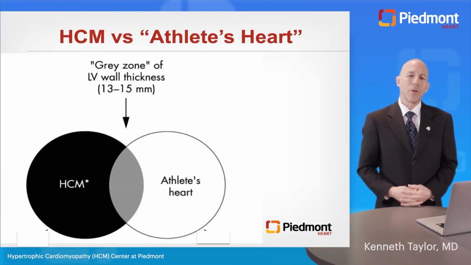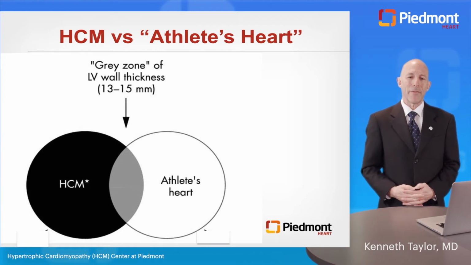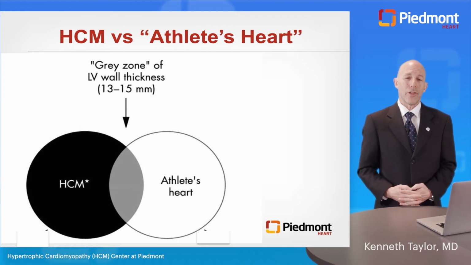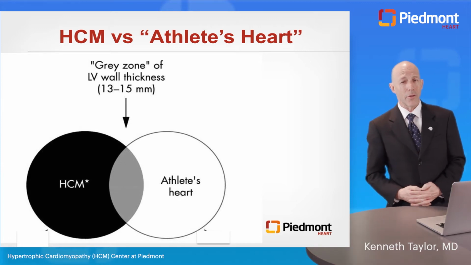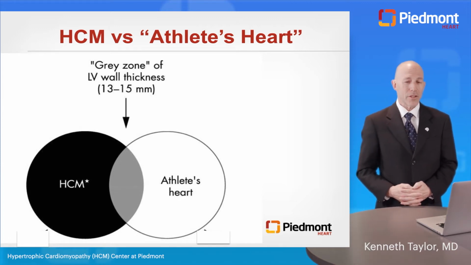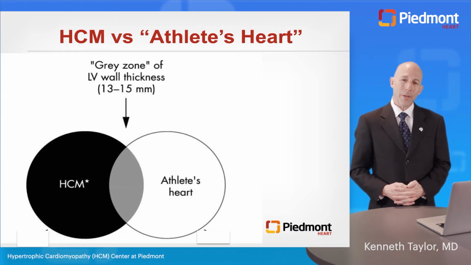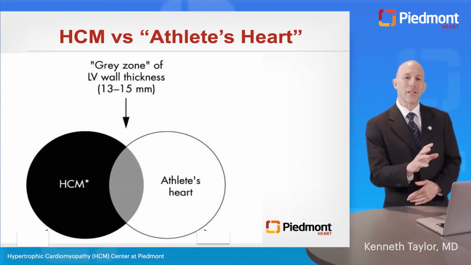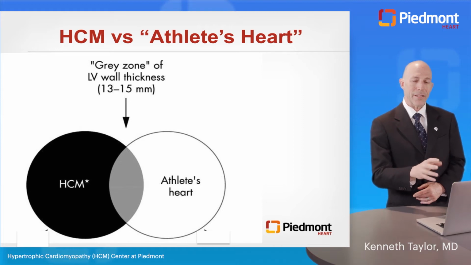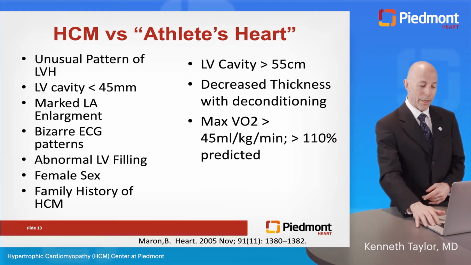When people do high competitive athletics and are very well-trained athletes, they can develop thickening of their heart muscle and sometimes even dilatation of their heart chambers. And this so-called athlete's heart can sometimes be difficult to distinguish from hypertrophic cardiomyopathy. And there's this kind of gray zone with LV wall thickness in the 13 to 15 millimeter range.